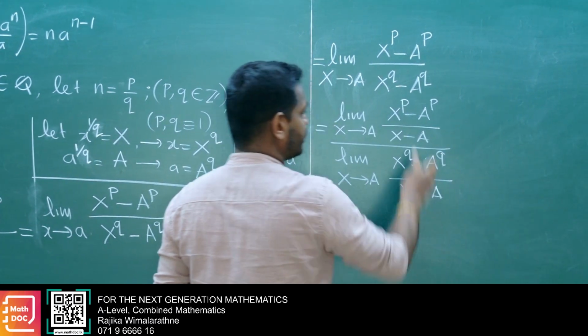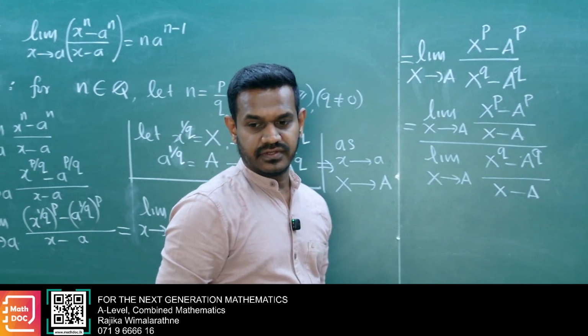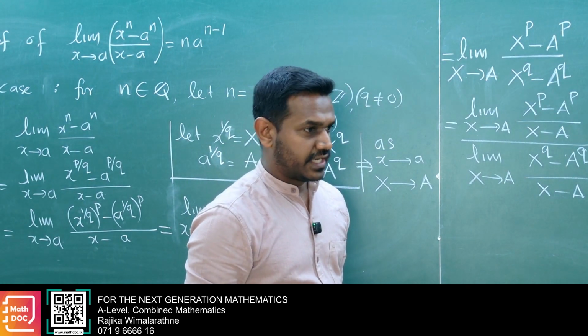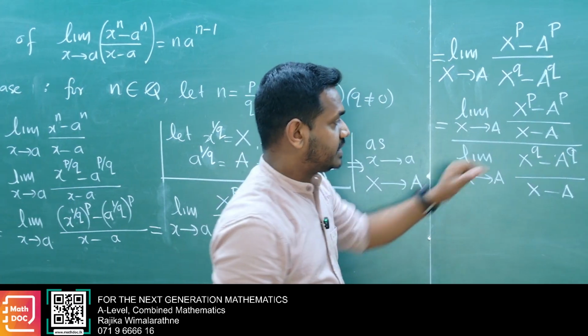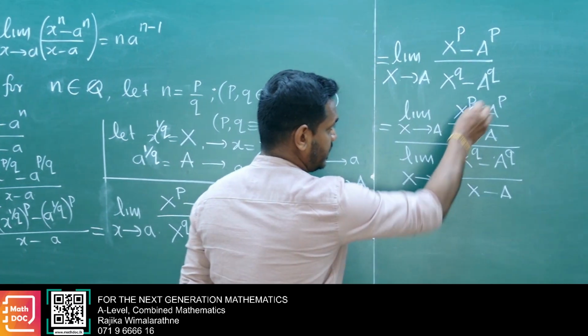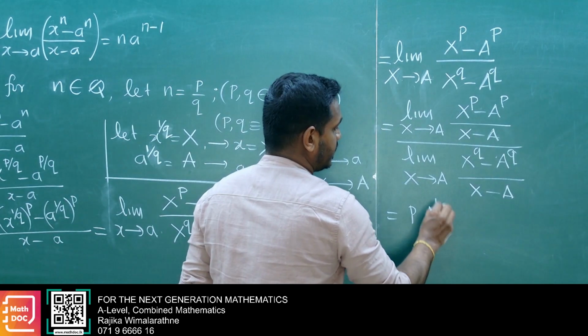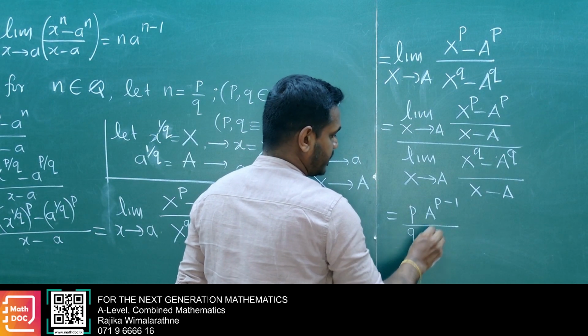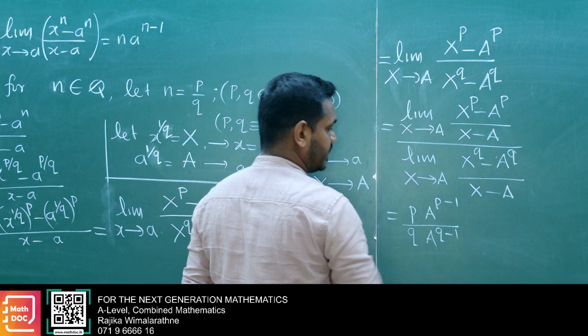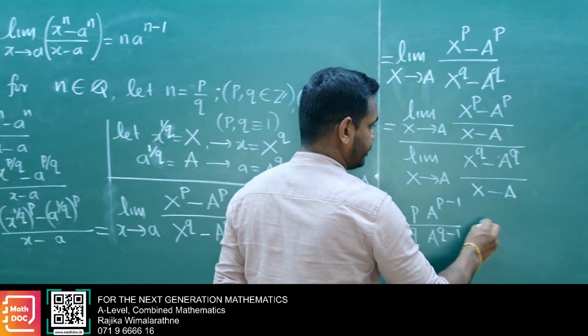Like this. Now, p means a positive or negative integer. For positive integers we have done it, and for negative integers we have done it. Then apply the theorem to the numerator and denominator: p a to the power p minus 1, over q a to the power q minus 1. Now we have to simplify.